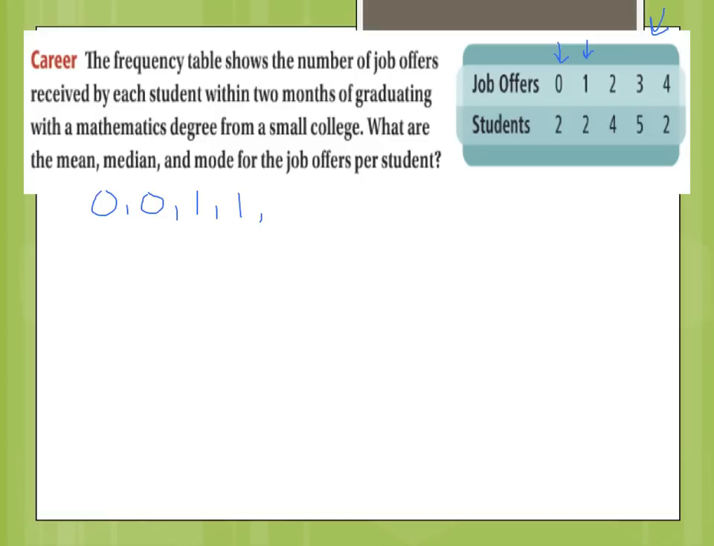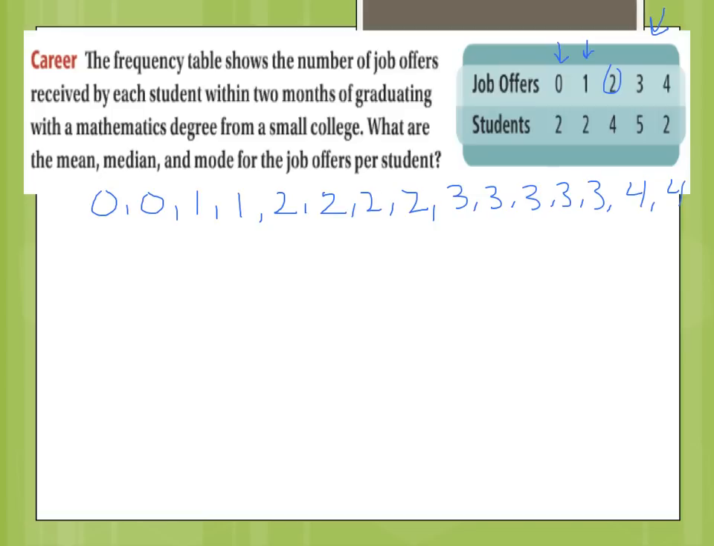And then 2 occurred 4 times, so I'm going to write 2 out 4 different times. And 3 occurred 5 times. And 4 occurred 2 times. Now, you do not always have to write out the frequency table. However, sometimes it is easier to find the mean, median, and mode.